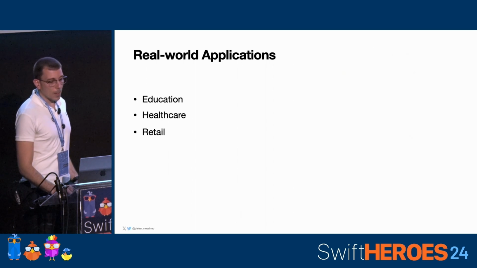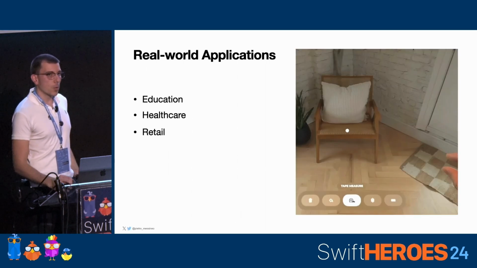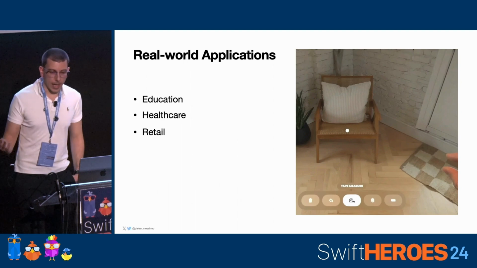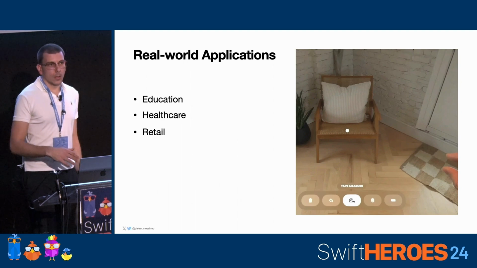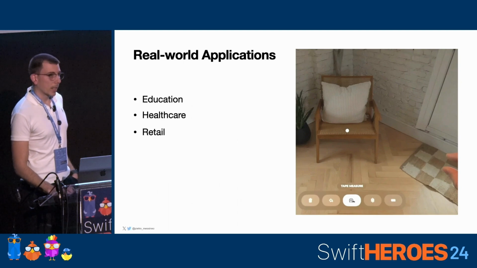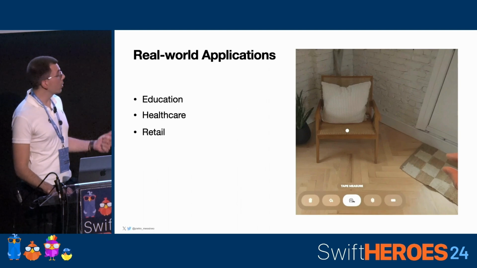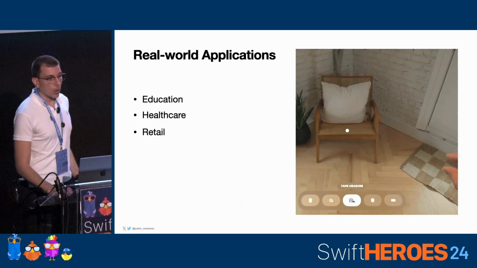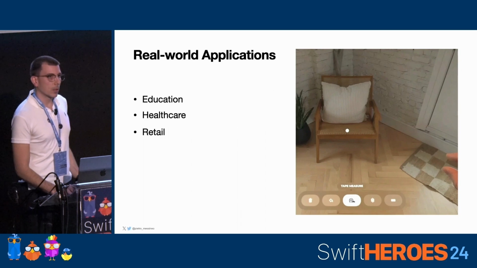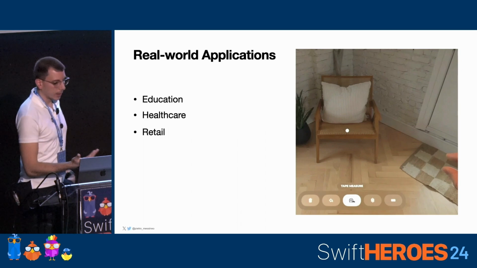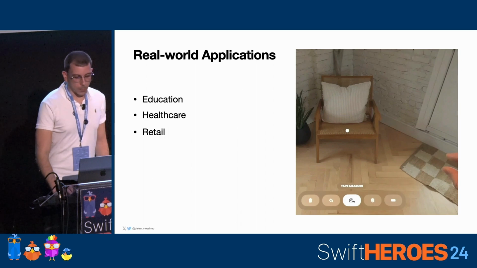Or how about retail? If you remember, one of the big companies like IKEA built an app back in 2017 for placing furniture inside your home, and with Vision Pro it is much more comfortable and looks even better, because you can actually see it through your eyes directly in the space of your flat.